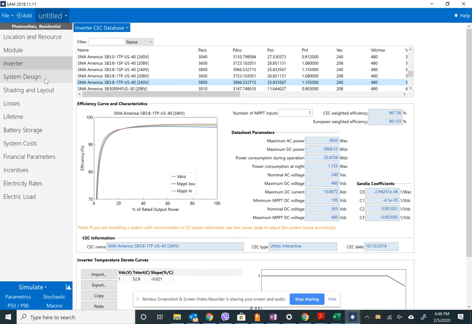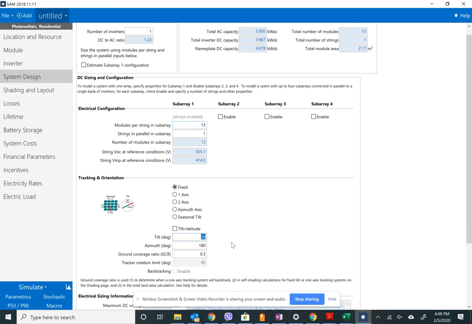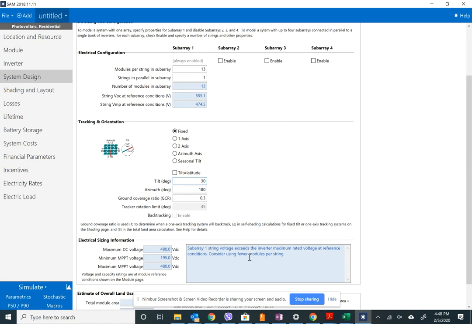Okay, and then system design quickly, because I think I'm going to be finishing right on time. Yeah, one inverter, and then you need to, let's see, modules. If you go down to electrical configuration, you're going to put one string, and we're going to put 13 panels. Okay. Fixed axis, and then we have a tilt of 30. South facing. Don't have to change anything else. We'll just leave it all.